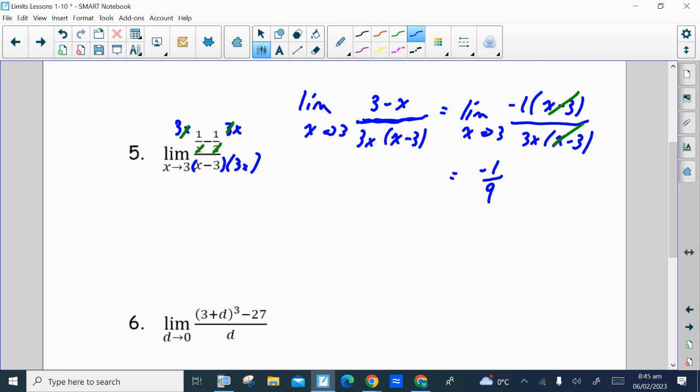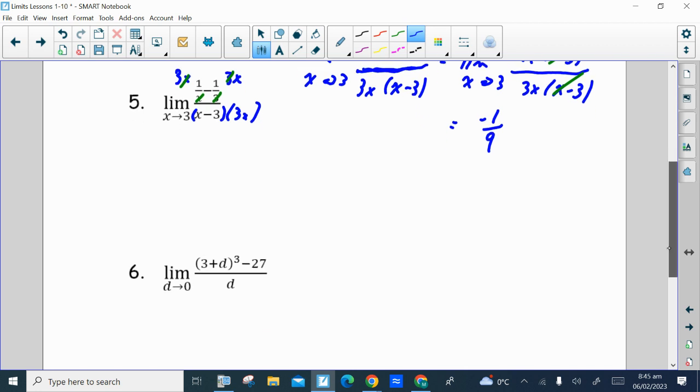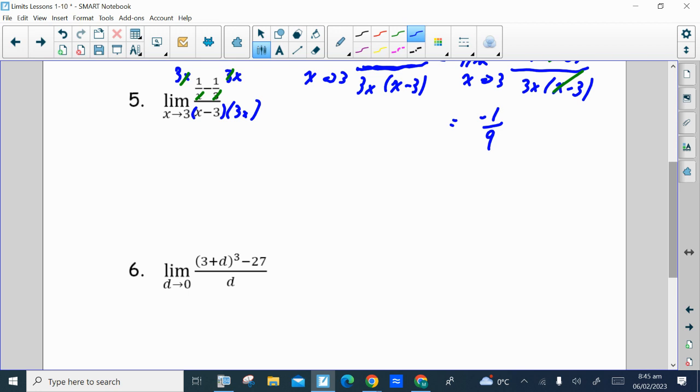So this would be one that would be difficult to do by a table of values, using numbers closer and closer to 3 for x, or even a graph, because you'd have to guess what the y value is as x gets closer and closer to 3. And in this case, that y value is negative 0.1 repeating.